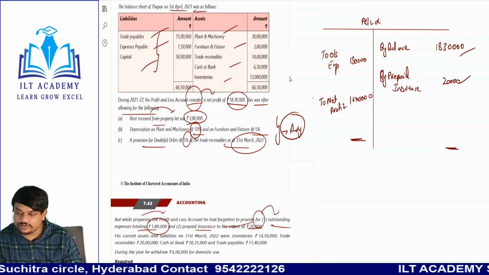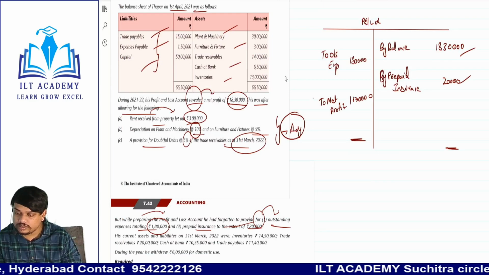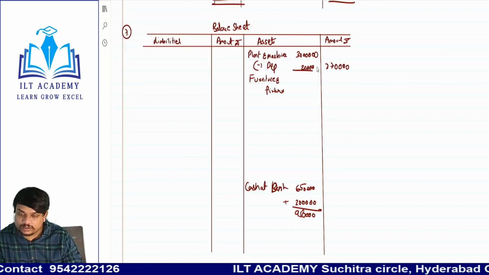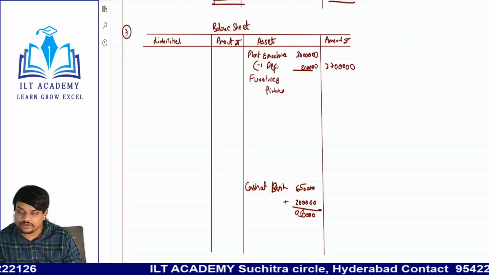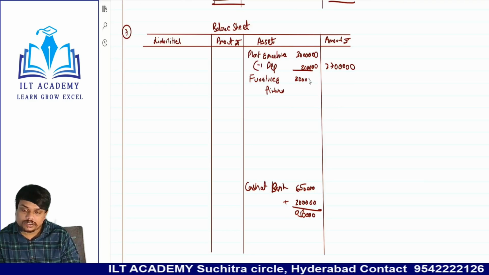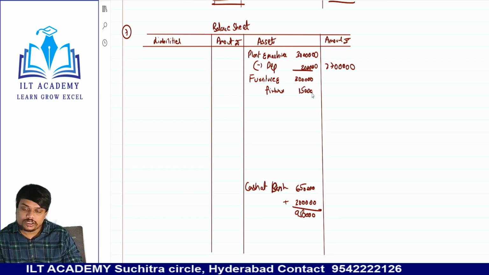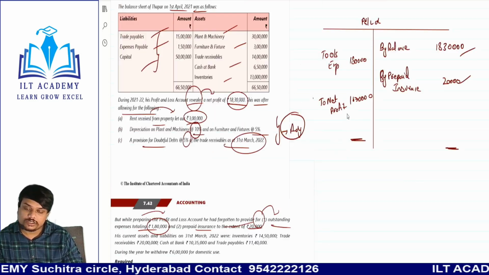There is a balance of plant and machinery 30 lakhs. Sorry, it will be 3 lakhs and 27 lakhs. Furniture and fixtures is 3 lakhs, and the depreciation rate is 5%, which is 10,000. So it will be 2,85,000.